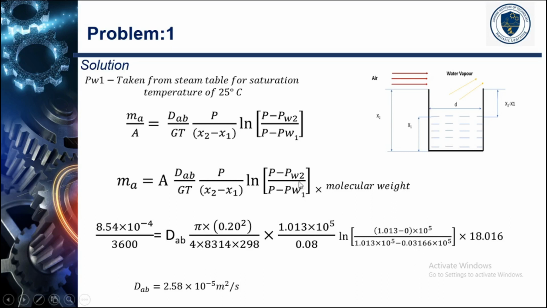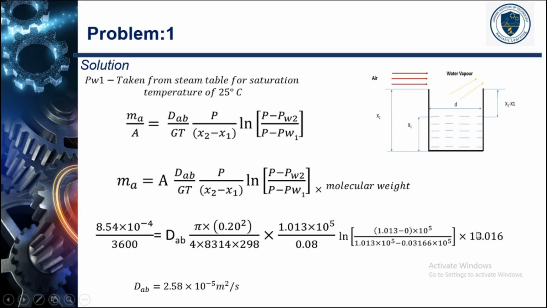So the partial pressure of water vapor at 25 degrees Celsius is known as Pw1. That is taken from the steam table. So that value is substituted here. Then Pw2 is the partial pressure at dry condition. So that value is equal to 0. So we will put all the values here. The next value is molecular weight. The molecular weight of water, H2O, is 18. H has 2 atoms, oxygen has 16, 16 plus 2 is 18.